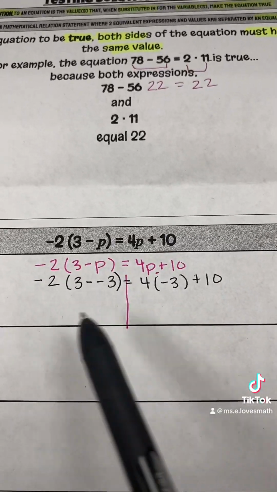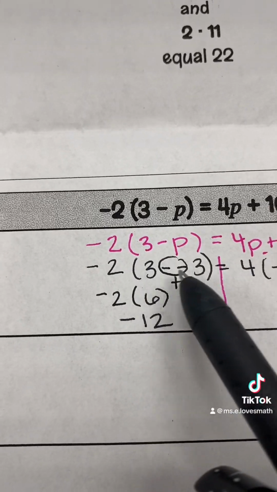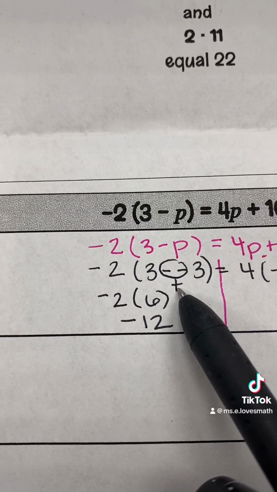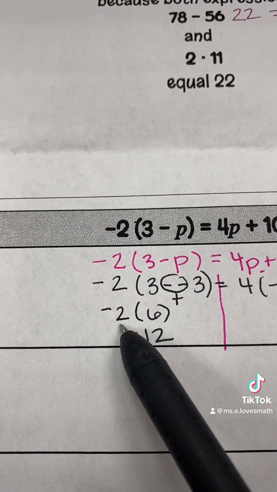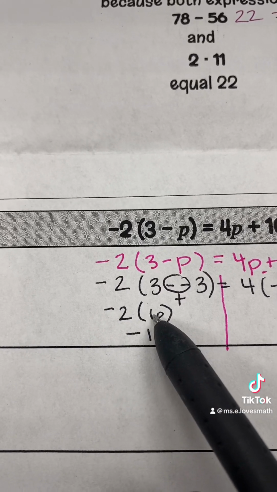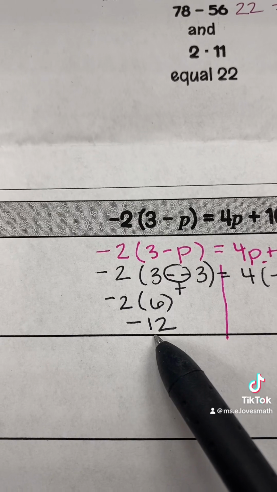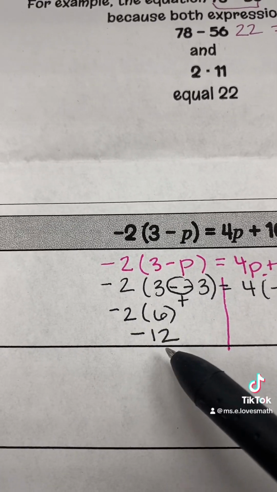So I'm going to work on the left side first. Here we have an oopsie. We have 2 negatives, which means it's actually adding. So we have 3 plus 3, which is 6. Here, a number outside of the parentheses means multiply. So -2 times 6 is -12. So on the left side, we end up with -12.